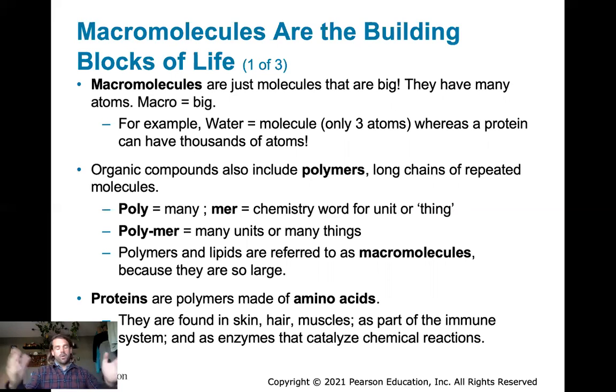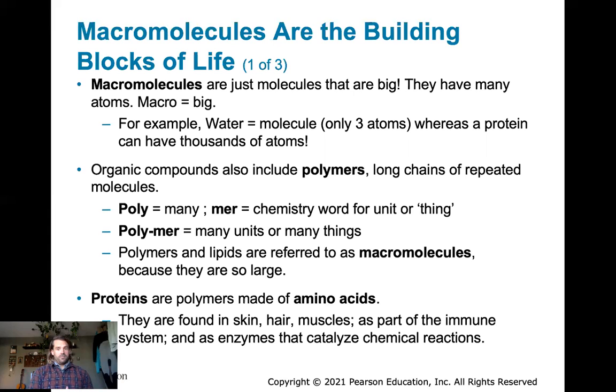Proteins, so putting this all together in a good sentence: proteins are polymers made of amino acids. So proteins are a macromolecule. They're big molecules usually. They're polymers, meaning there's many chains of something. And that building block is an amino acid. Okay, so proteins are a macromolecule that's really, really important.